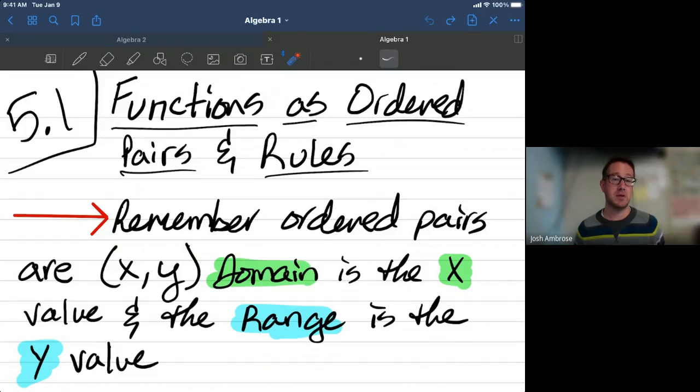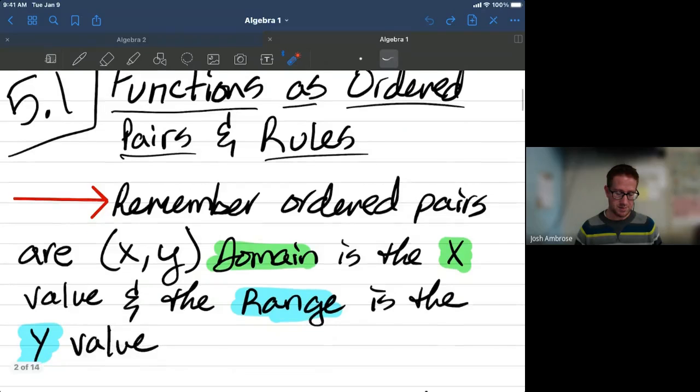Then we move on to another term, the range. You can see right here, the range is always going to be focused on the y value, as you can see down here. Again, follow the colors.